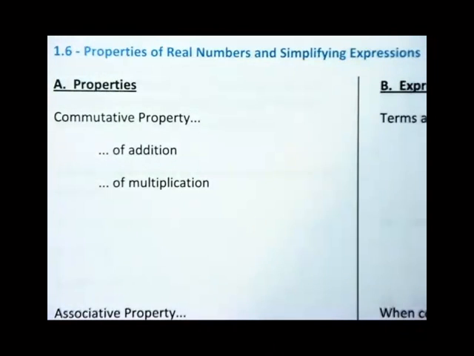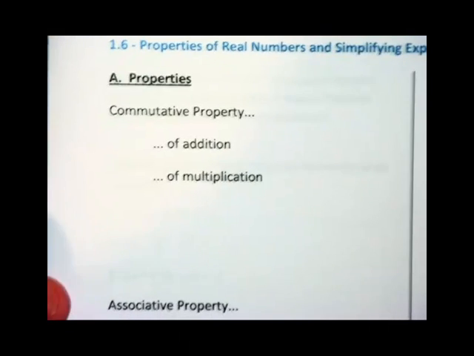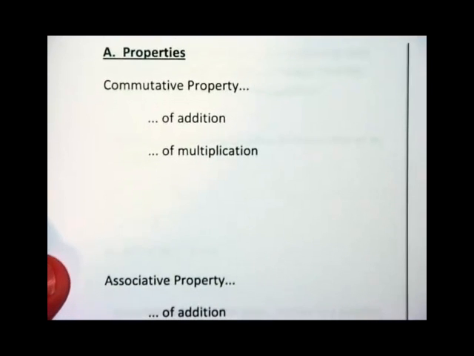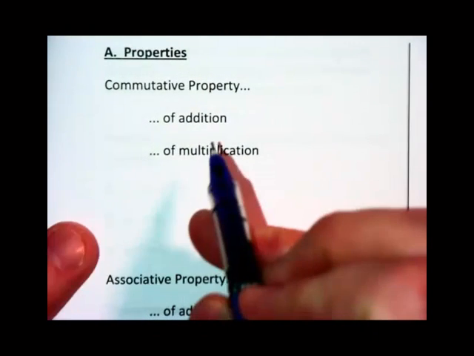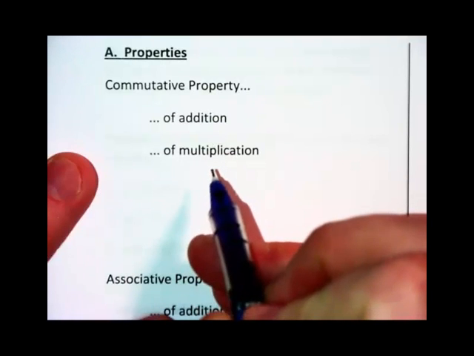Okay, we're now going to look at properties of real numbers, and the first one is the commutative property, and there are two versions of the commutative property. There's the commutative property of addition and the commutative property of multiplication.